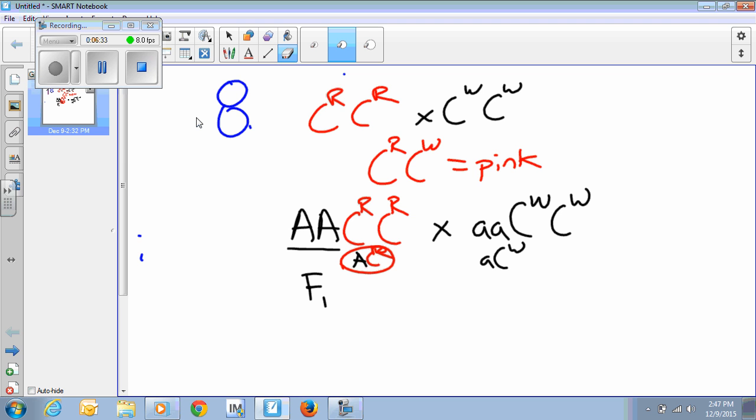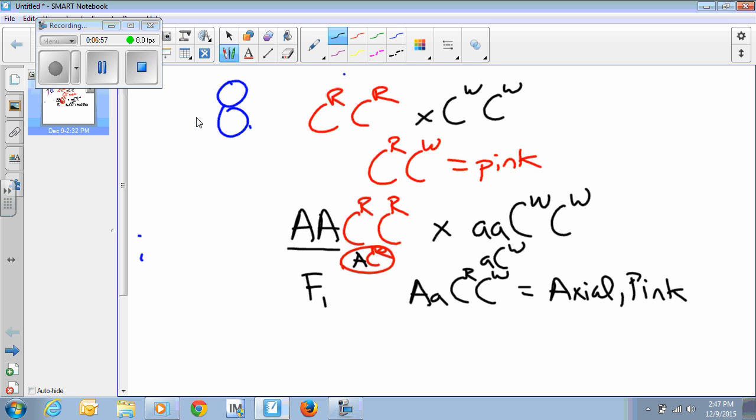So when these come together during fertilization, you get this hybrid. It's hybrid for the A's. And you're going to have a pink flower. I'm just going to do it all in black here. So we're going to get axial. Pink. Okay. Hopefully you guys get that. Now I'm going to erase this. This should be pretty simple.